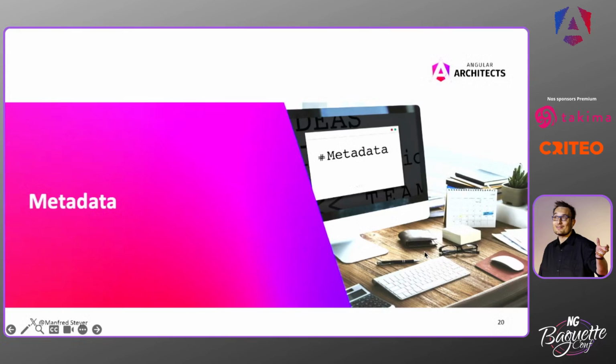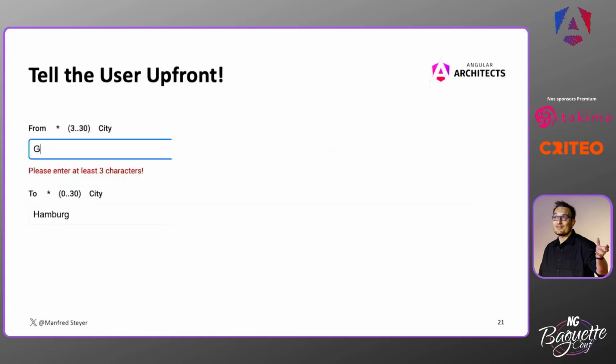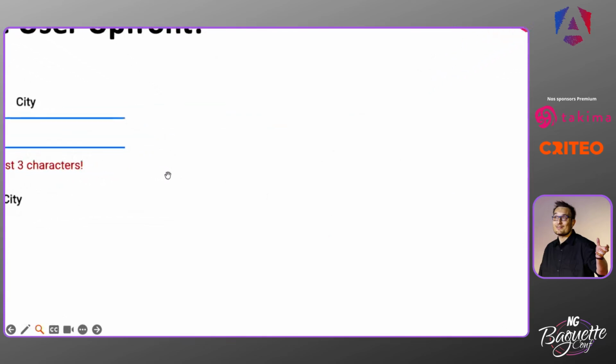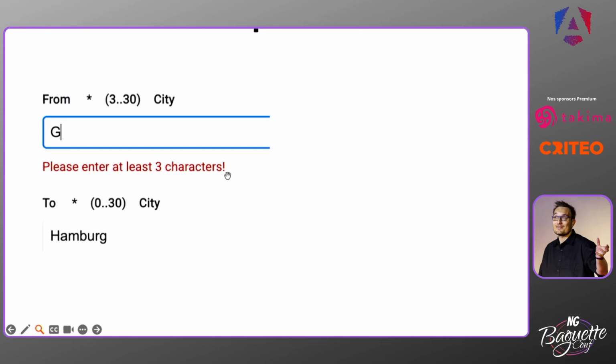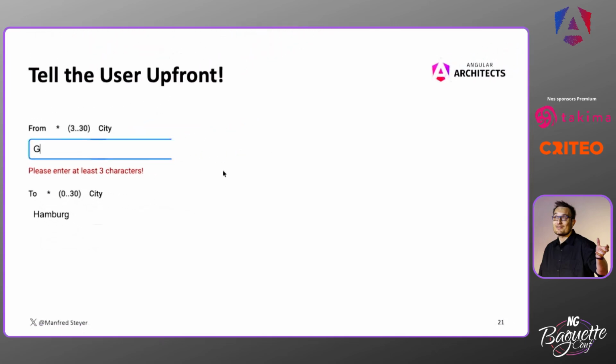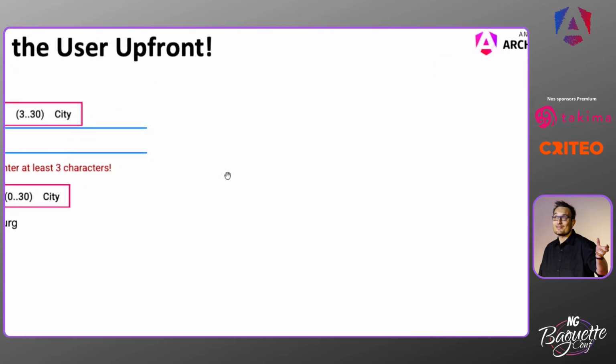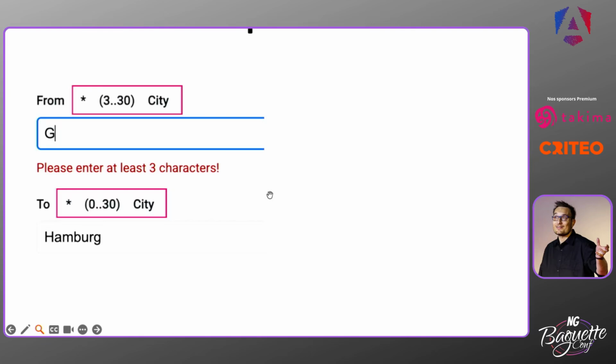Okay, so let's also talk about metadata. This is really nice. This is also a feature that was not possible before. Usually, we yell at the user when they are doing something wrong, when they are entering too much or too little or something that does not fit our schema. However, instead of telling the user afterwards that they did something wrong, it might be better to tell them upfront. And this is what metadata is about. Telling the user upfront about what they are supposed to enter in this field.